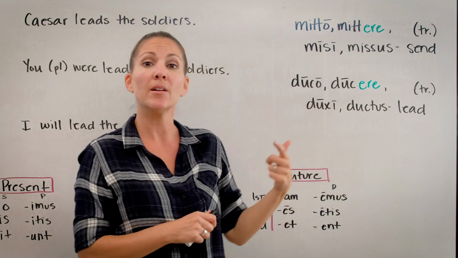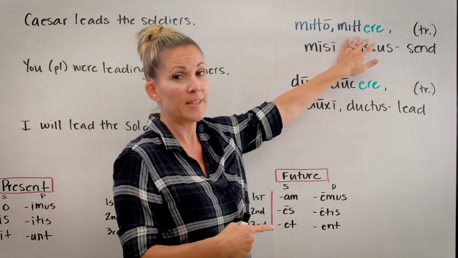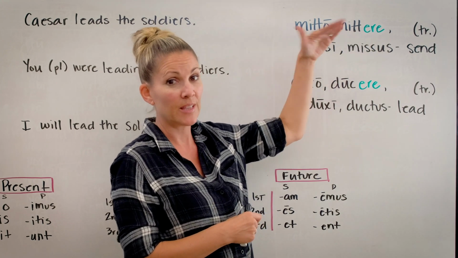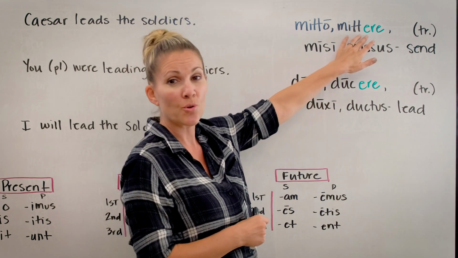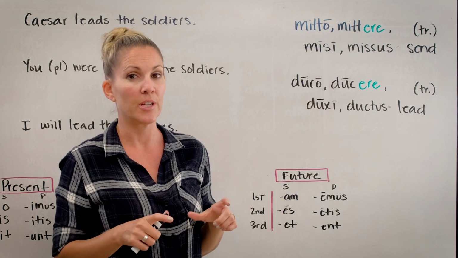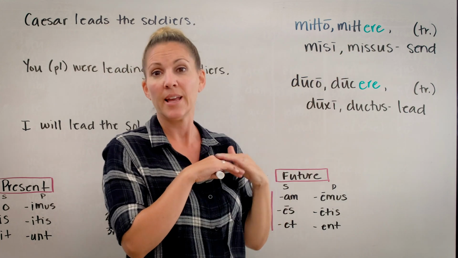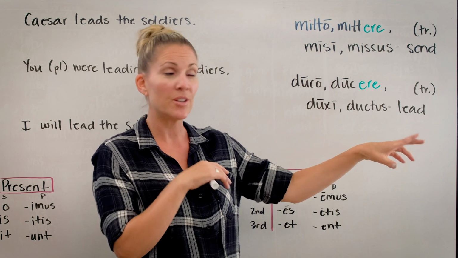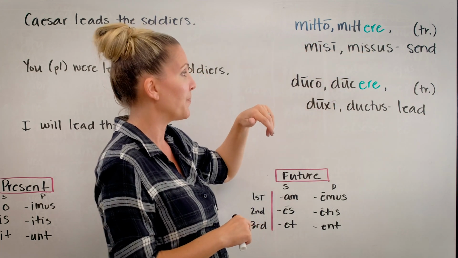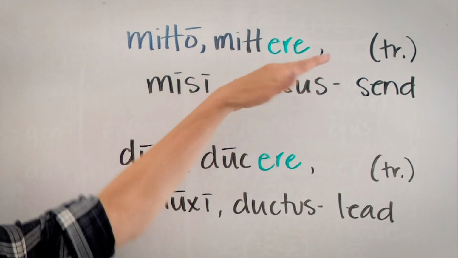So remember, in the second conjugation, the second principal parts will also end in ERE. However, it will be a long E with the macron, the line over the E, versus a short E. And that's really the only way you can tell the difference between the second and third conjugation. You look at that second principal part: if the E is long, has the macron, it belongs to the second conjugation. If it's short, no macron, it belongs to the third conjugation. So we look at these, we see no macron over this E here, and we know that it belongs to the third conjugation.